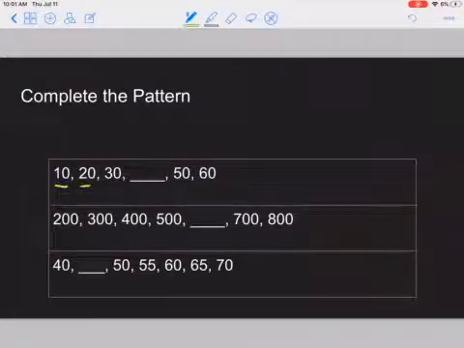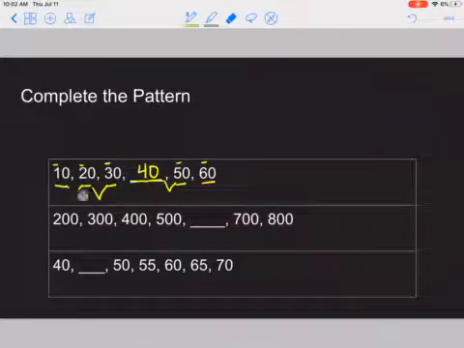We have 10, 20, 30, blank, 50, 60. Now look at the pattern. Is the ones place changing? It's not. It has zeros in it the whole time. Is the tens place changing? We have 1, 2, 3, blank, 5, 6. In the tens, we can tell that we're skip counting by tens because we're making jumps of 10 between each of these numbers. So 10, 20, 30. What do you think goes next? Yeah, we're going to put 40 here. So we're skip counting by 10 with that pattern.